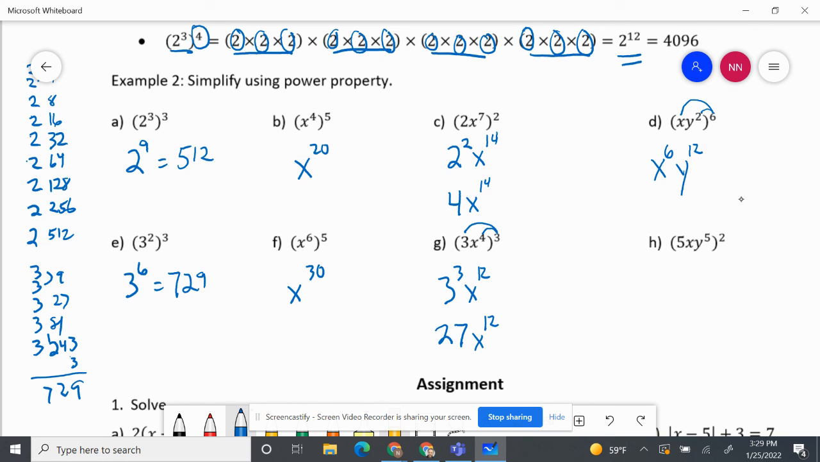And our last one, we distribute the 2 to each of the parts, and that would be 5 to the second, x to the second, y to the 10th. And we know 5 to the second is 25.